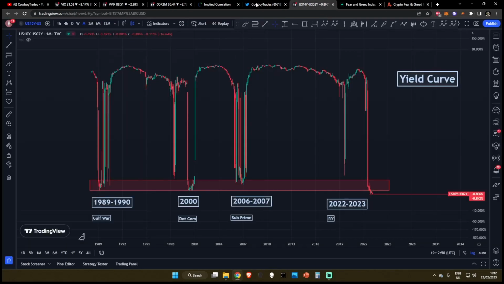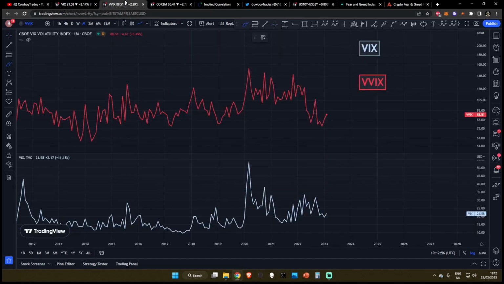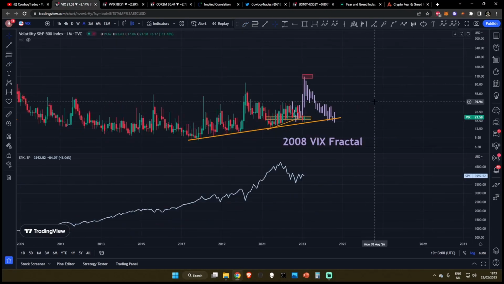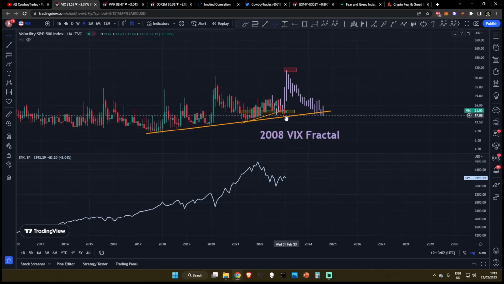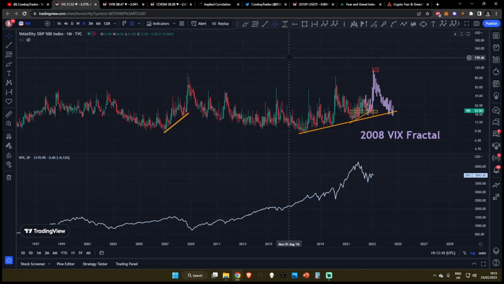The bond markets are telling us that we're going to have a recession. The CBOE implied correlation index is telling us that volatility is going to start heading back up. The VIX and the VVIX are starting to tell us that we're going to go back up. On the monthly time frame, the 2008 VIX Fractal is telling us that we're going to have a move back up.